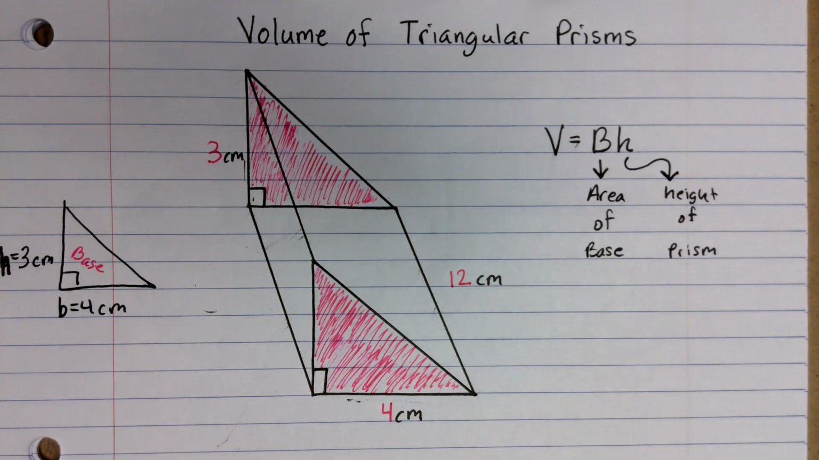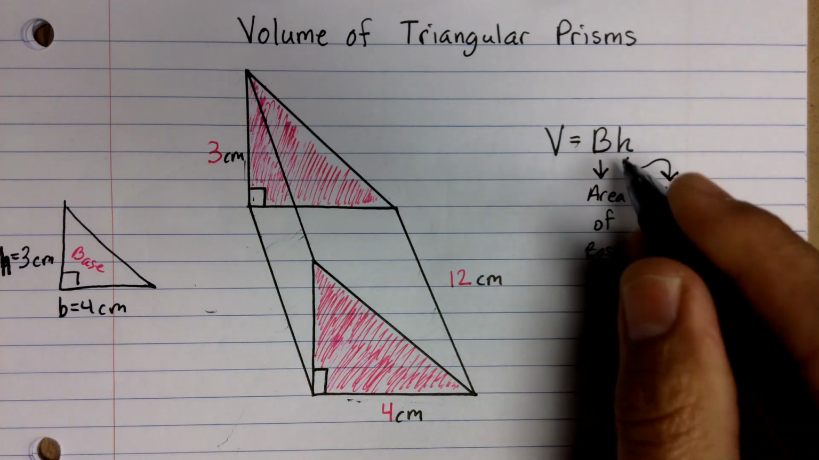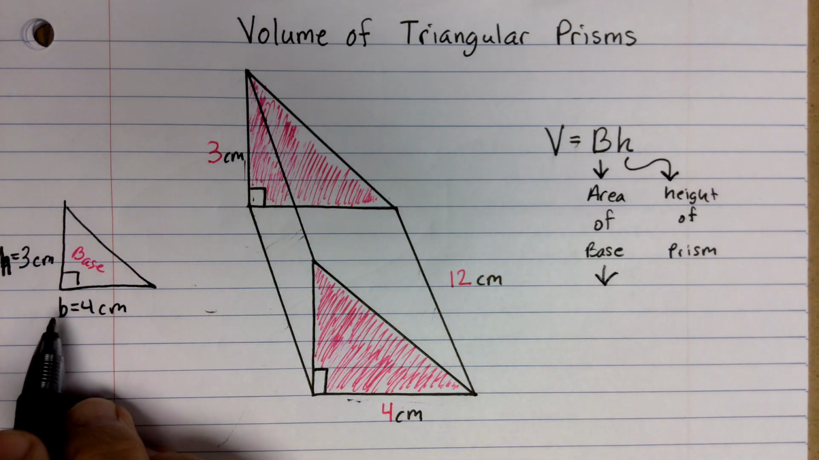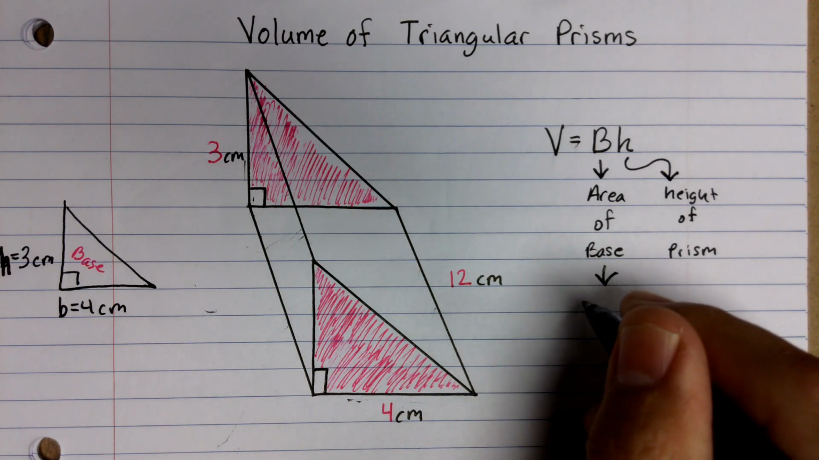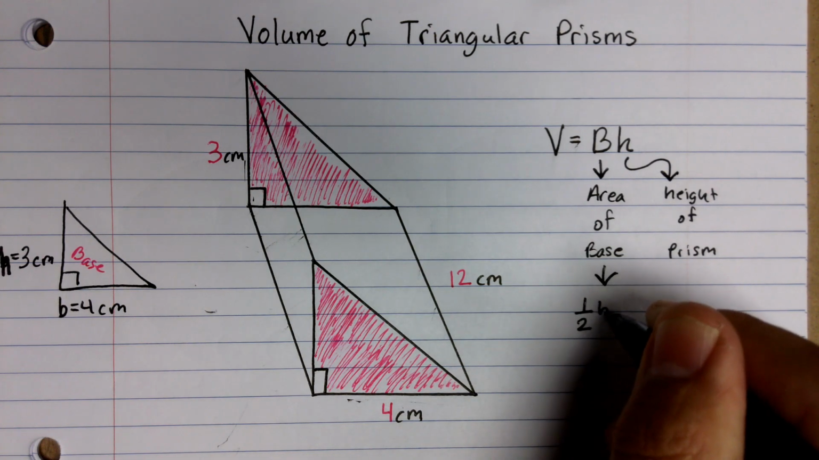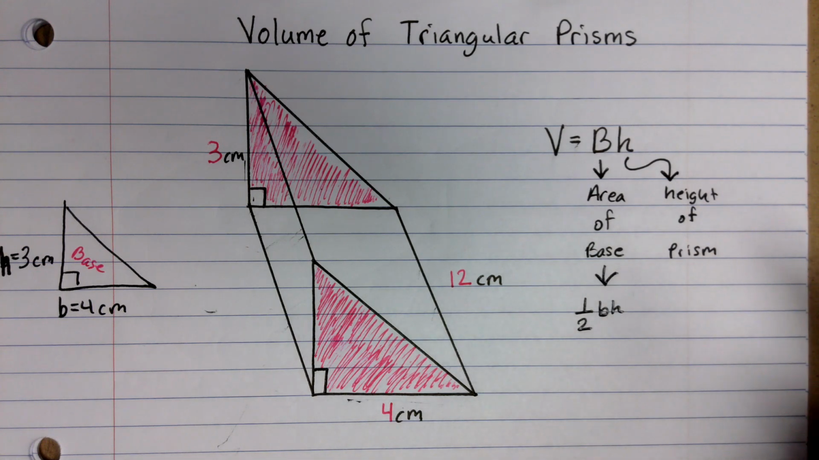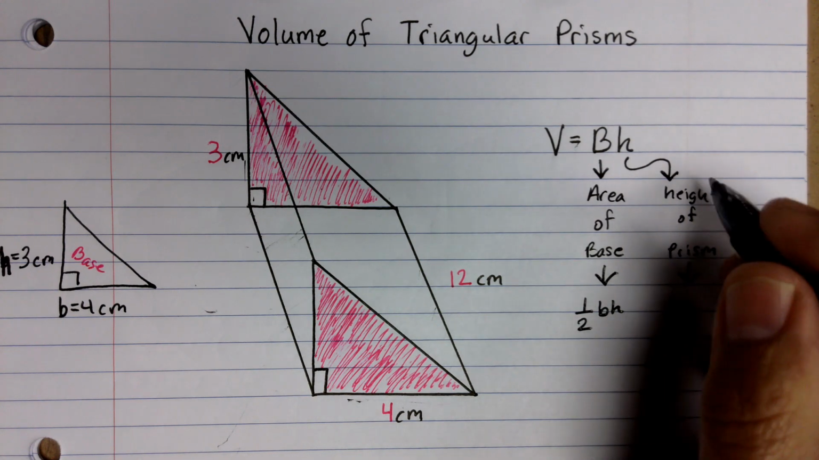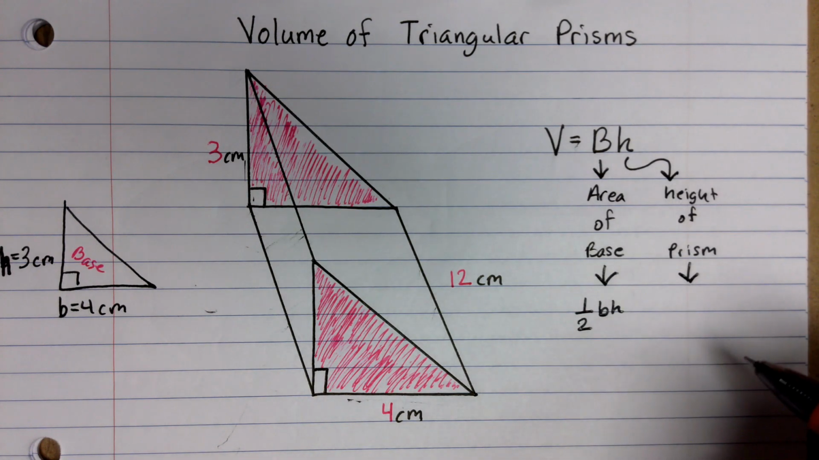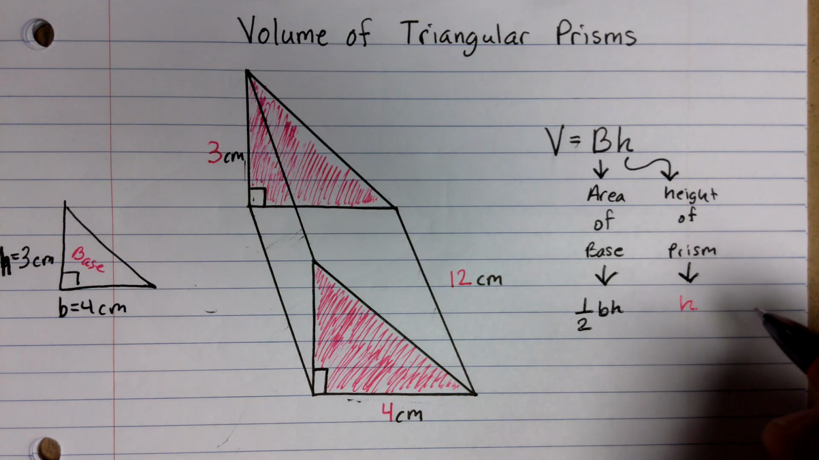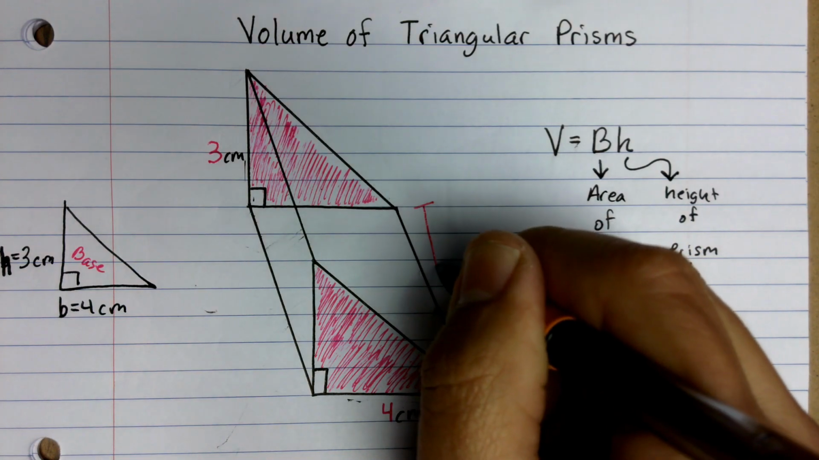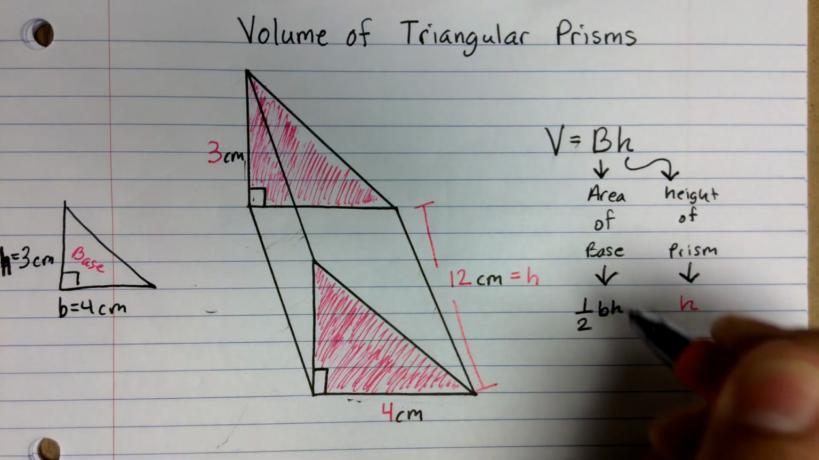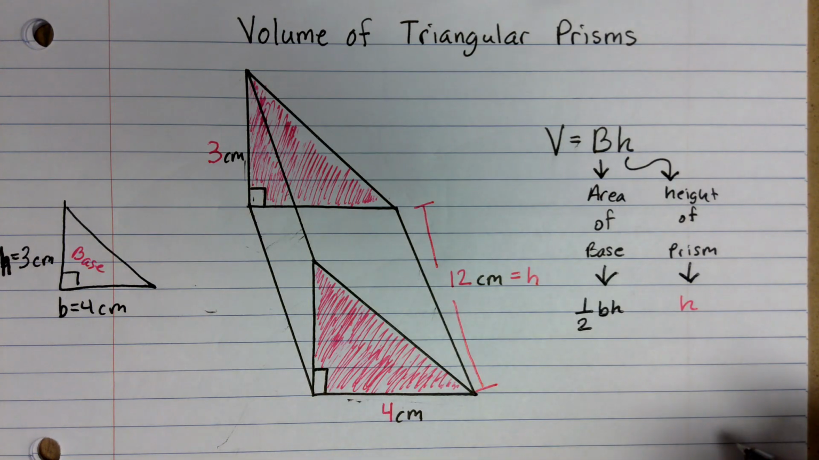Now, we're going to use those values with our formula to find the area of the base. In order to find the area of the base for a triangle, we're going to use the formula 1/2 the base of the triangle times the height of the triangle. And then over here, the height of the prism, the distance from one base to the other, is just going to be represented by the variable H, and it is actually going to be 12.